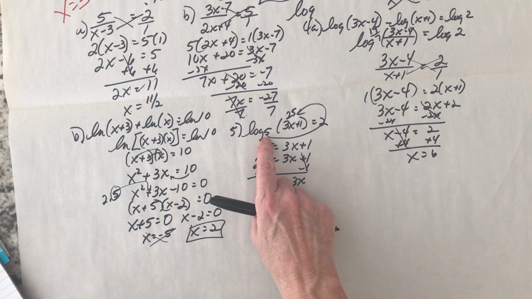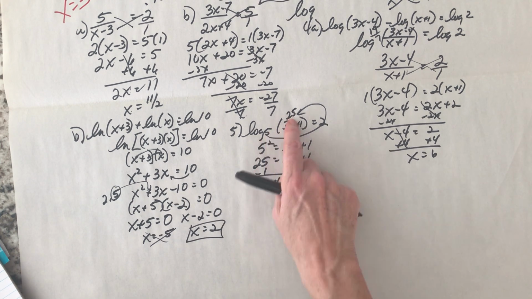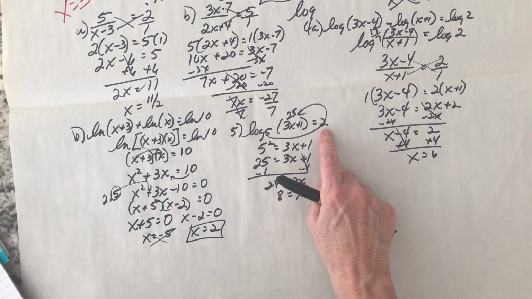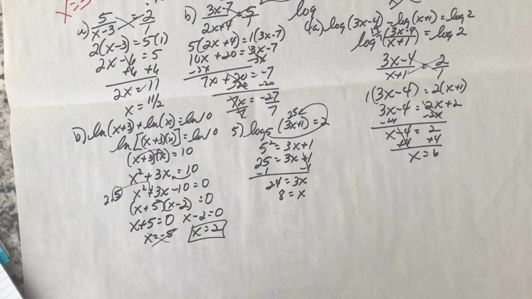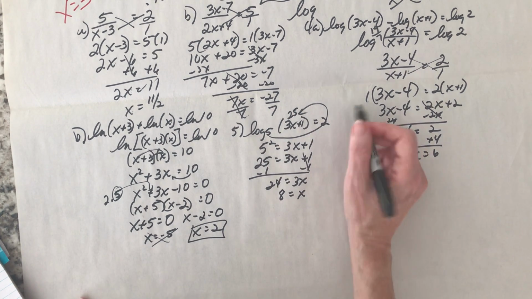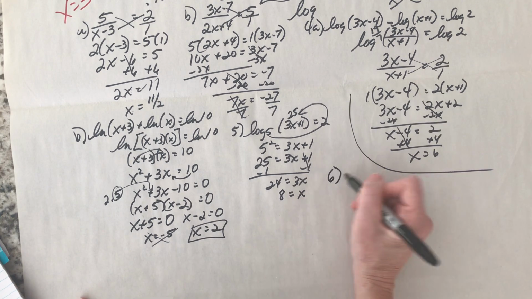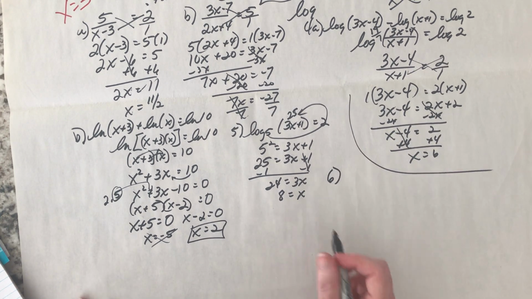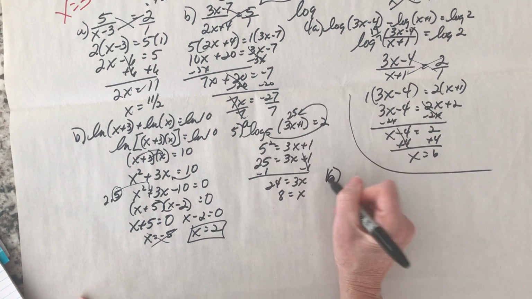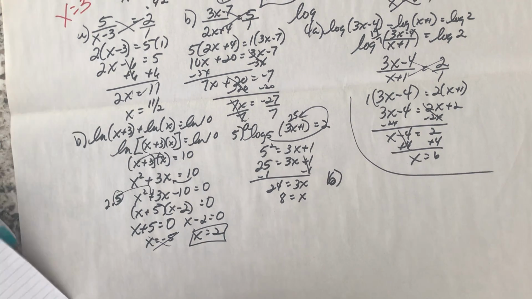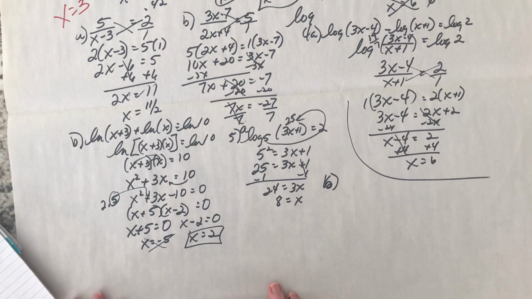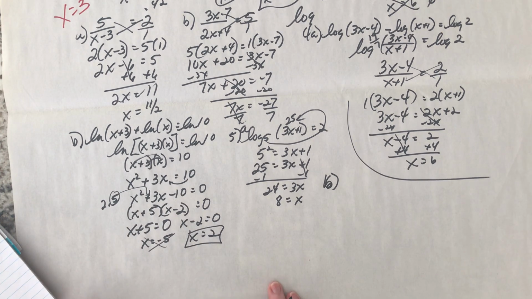And sure enough, what do you raise 5 to get 25? The answer to a log is always an exponent. 5 squared equals 25. So we're good there. It's a good answer. Let's see if I can fit a few more in here. We're doing 5A, B. Yeah, this was A. This is 5B.